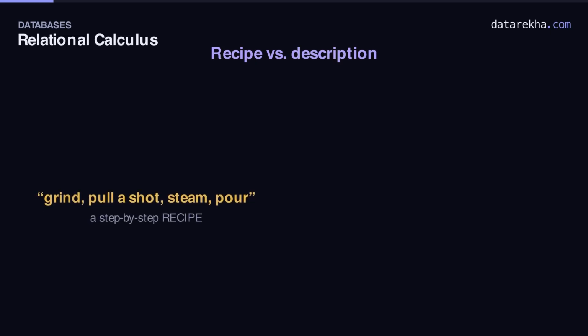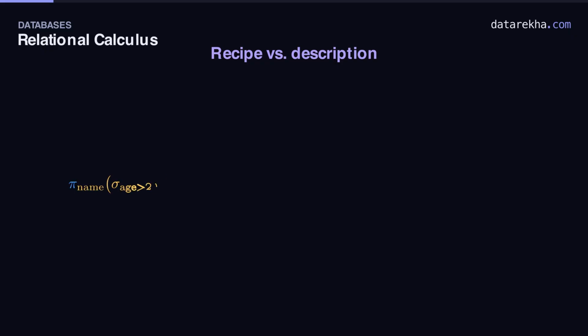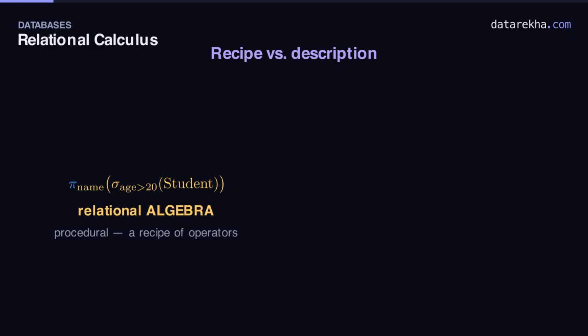Walk up to a cafe counter and you have two ways to order. You could recite the recipe: grind the beans, pull a shot, steam the milk, pour. Or you could just describe what you want. One strong cappuccino, please. Both get you the same cup. Databases have exactly the same two styles.